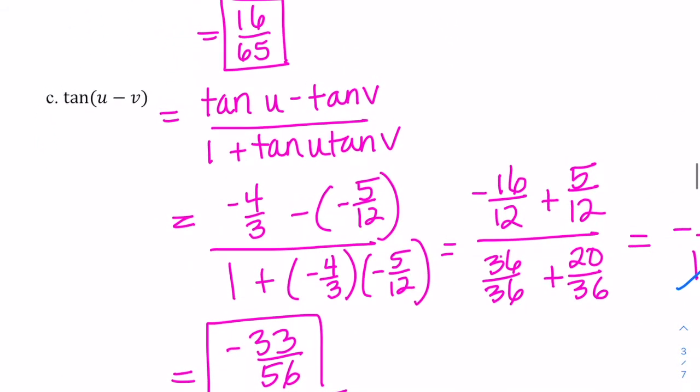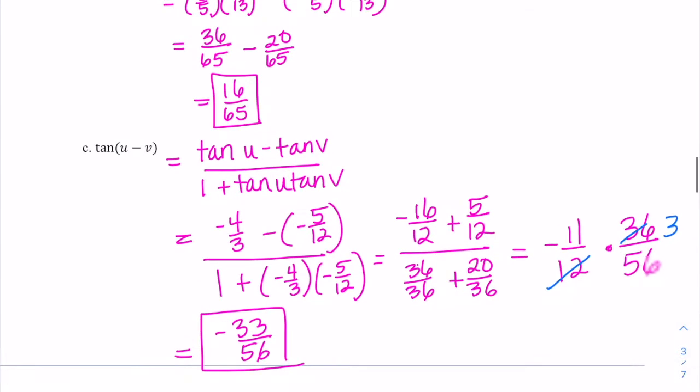For the tangent of U minus V, well, we could plug those in and get the tangent. So the tangent of U is negative 4 over 3. Remember, the tangent of V is also negative. It's going to be negative 5 over 12. So from here, you just need to find a common denominator and reduce, so we have negative 33 over 56.